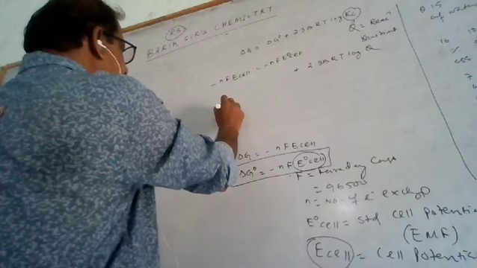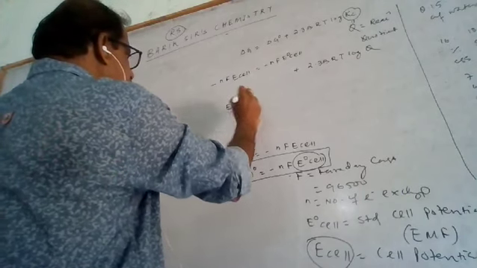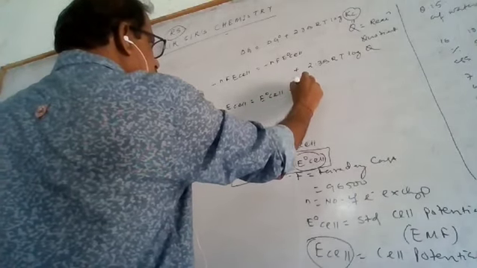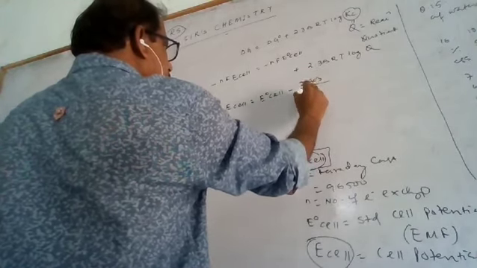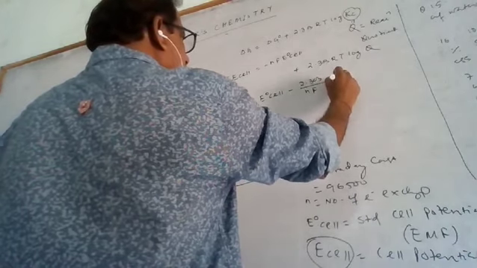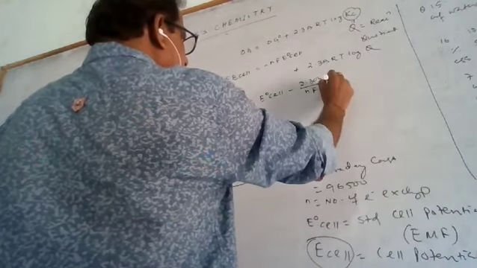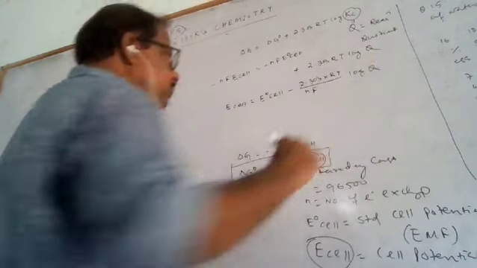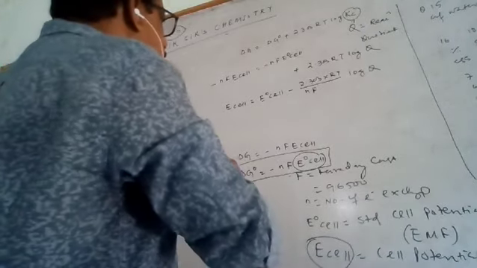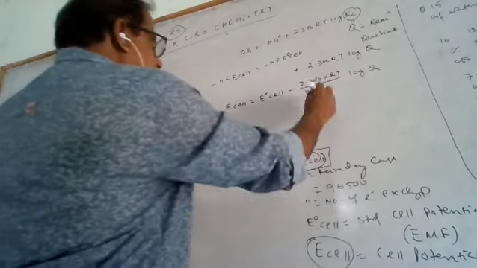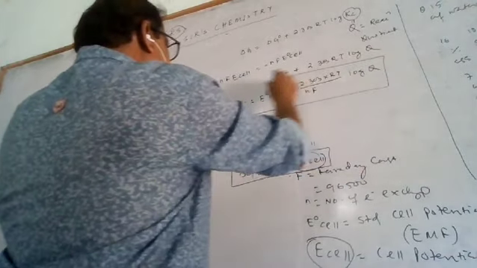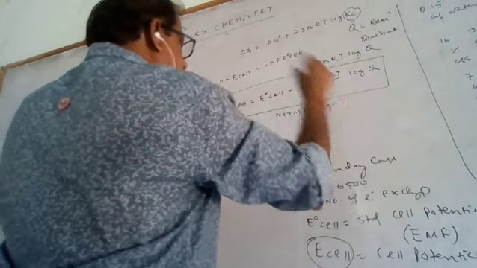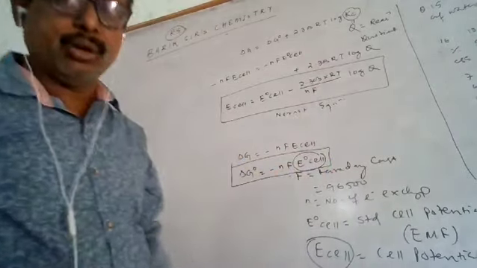So we are going to find the relationship for the E cell. E cell is equal to E naught cell minus 2.303 RT by nF log Q. So now you got the Nernst equation. This is the Nernst equation expression. We have reached that point.